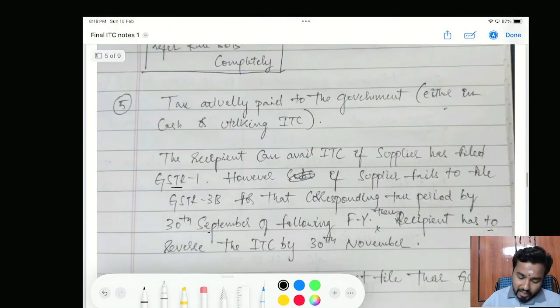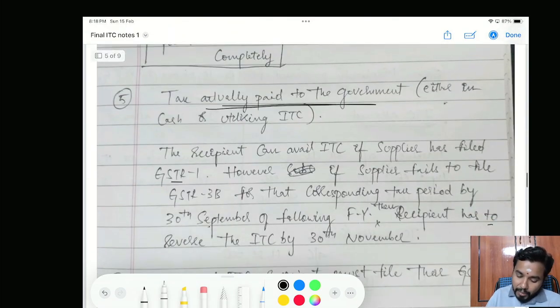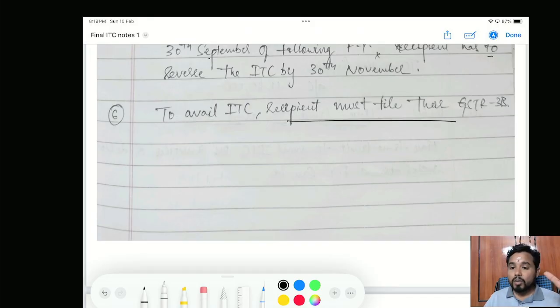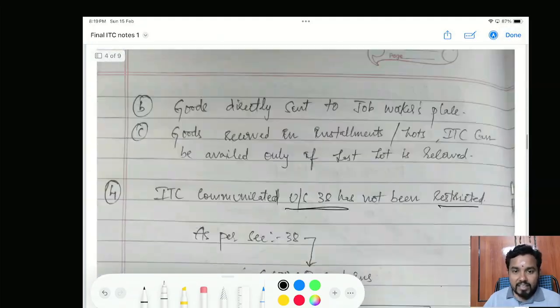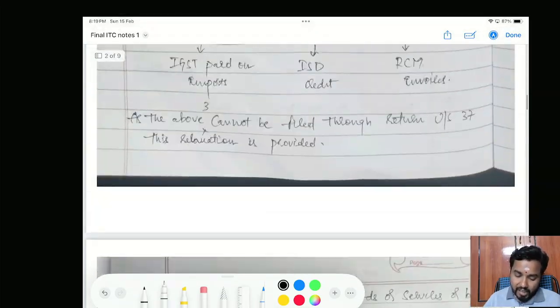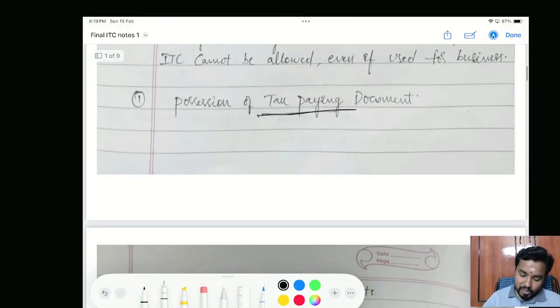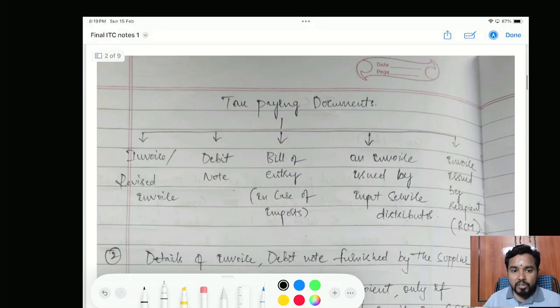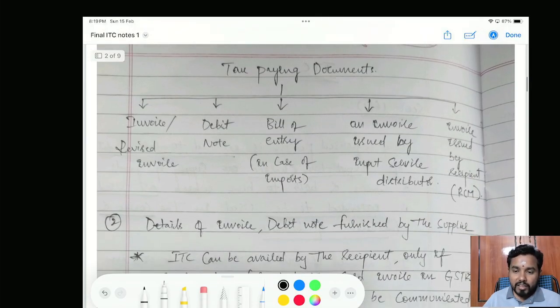The other condition was, tax actually paid to the government. Whatever tax you as a recipient paid to the supplier should have actually gone to the government. And the last condition was, to avail ITC, the recipient must file GSTR 3B. There are a total of 6 conditions. Let us discuss these conditions in detail from the exam point of view. First one, to avail ITC, you should have tax paying documents in your possession. Now what are these tax paying documents?